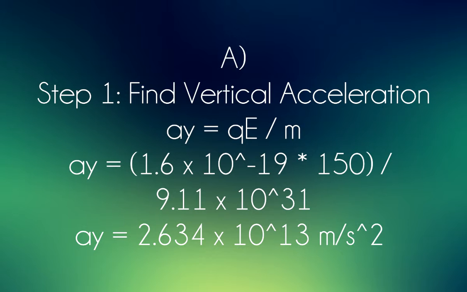The sum of all forces is equal to the electric force, and the mass of the electron is given to us. The electric force is equal to the charge on the particle multiplied by the field intensity. Thus, we can substitute this in for the sum of all forces and divide this by the mass to solve for the acceleration.